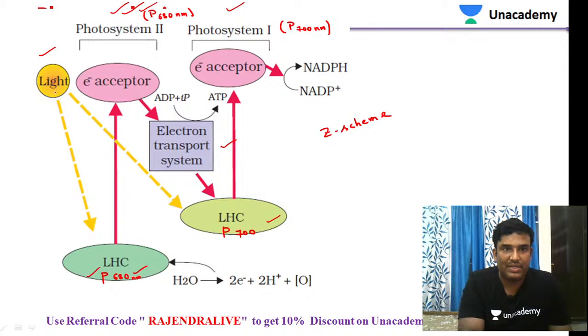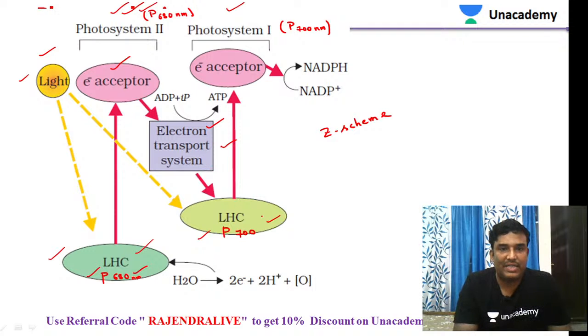Here, first the sunlight is received by the light harvesting complex. The pigment molecules present in the light harvesting complex get excited, and when they get excited, they release electrons. Those electrons are received by the electron acceptor, and then transferred to the electron transport system.